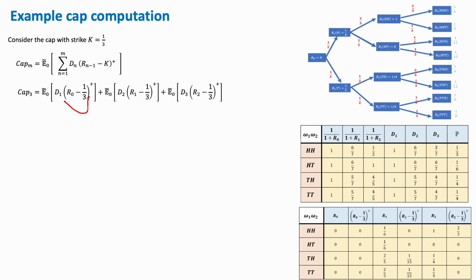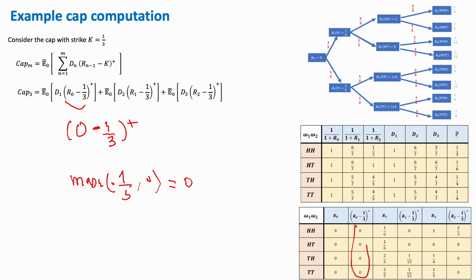So when you have a look, we see R0. R0 is always equal to 0, no matter what the coin toss is, because that's the initial value of the tree, right? At time 0, R0 is 0. So that's what we have here. And then we need to compute this expression here, which is just R0 is 0, so 0 minus 1/3, plus, and naturally that's just the maximum between minus 1/3 and 0. That is naturally just 0. And we have that filled in here.